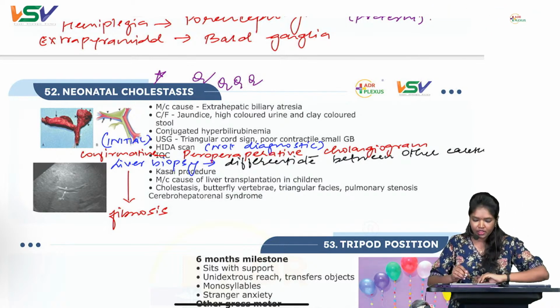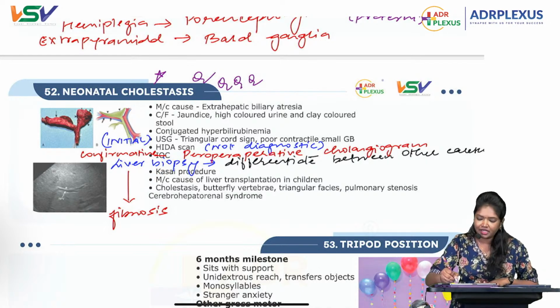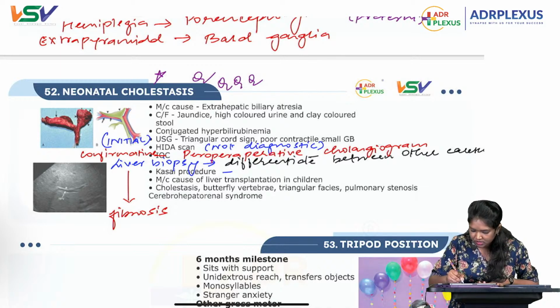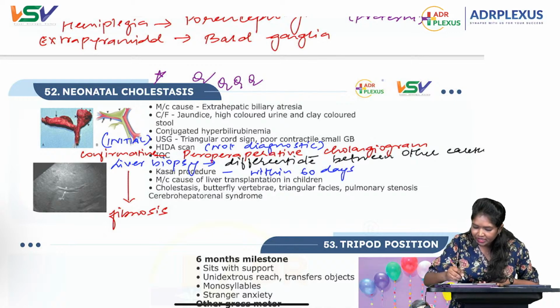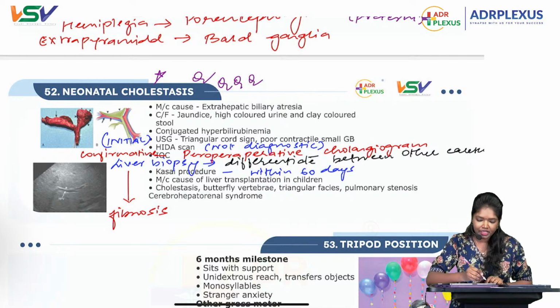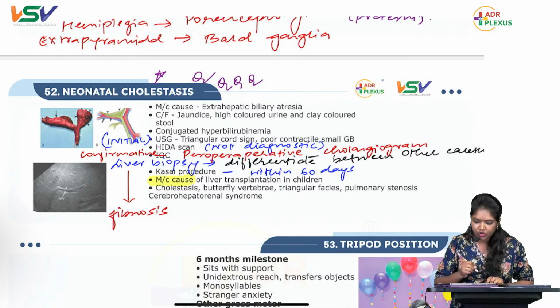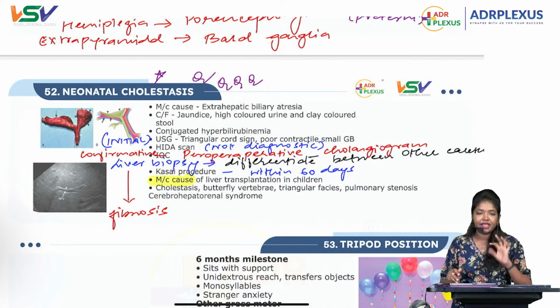Treatment is Kasai's procedure. Kasai's procedure has to be done within the first 60 days, within 60 days of birth. If it is not done within 60 days of birth, the only thing left is liver transplantation. That is why extrahepatic biliary atresia is the most common cause of liver transplantation in children. Clear? Every line is important here.